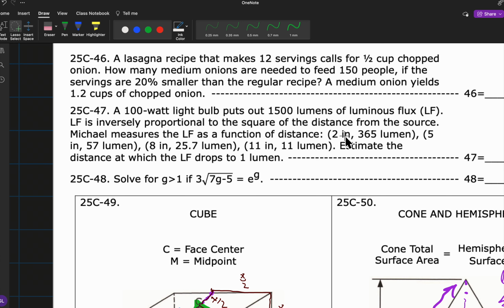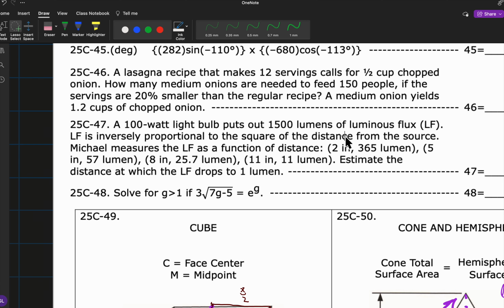Luminous flux is inversely proportional to the square of the distance from the source. Michael measures the luminous flux as a function of distance. At 2 inches, it's 365 lumen. At 5 inches, 57 lumen. At 8 inches, so on and so forth. And they want us to estimate the distance at which the luminous flux drops to 1 lumen.